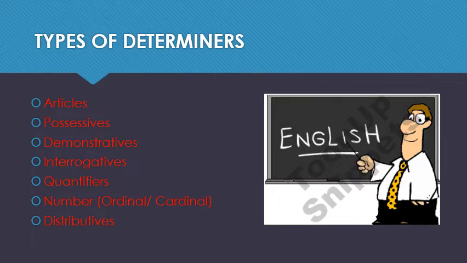Now, in this video, we are going to talk about articles. Now, see, there are 2 types of articles: definite and indefinite. Definite means the, definite, particular. Indefinite means something that is not particular.